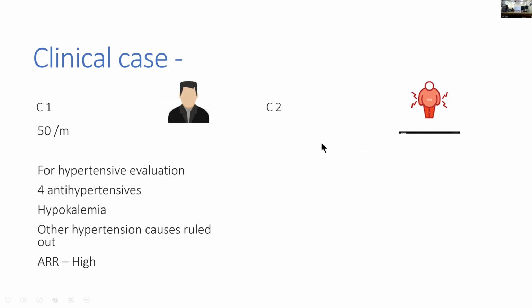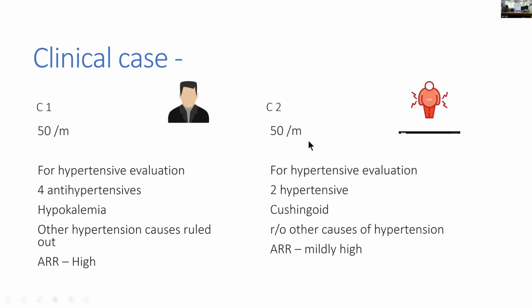Suppose you get another patient who is also 50 years old, has come for hypertension evaluation, is already on 2 antihypertensives and is floridly Cushingoid. Apart from these, he has come to rule out other causes of hypertension. You have done an ARR, an aldosterone renin ratio, that is mildly high. How would you proceed?